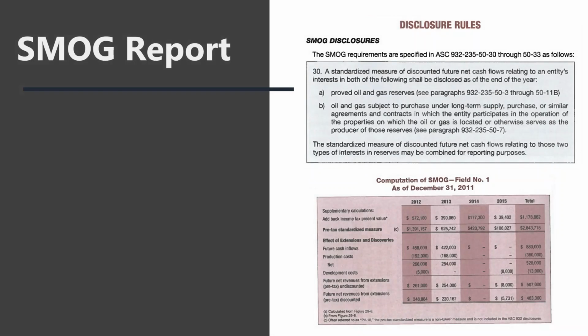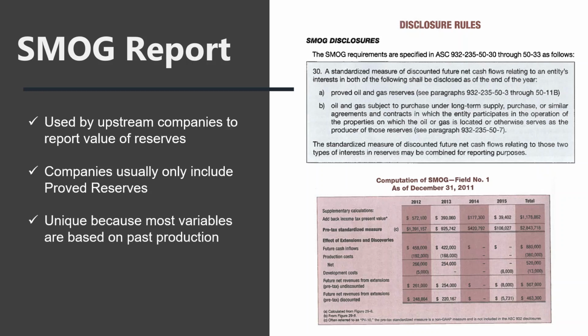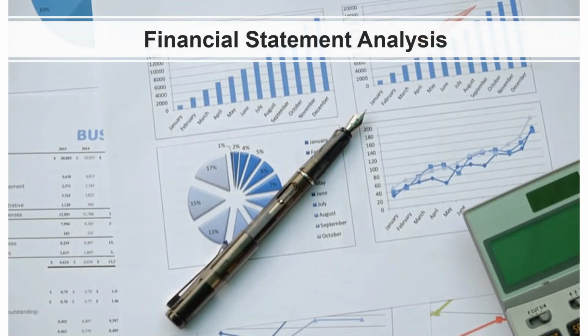Next, we will discuss SMOG disclosures, which stands for Standard Measure of Oil and Gas. These disclosures are used by upstream companies to report the value of reserves. The market value or fair value of reserves is not recorded on a company's balance sheet, just their cost. However, SMOG disclosures are reflected in the supplemental information section of a company's 10-K. These disclosures are unique because most of these variables are based on past production, except for volume, which the production company predicts they will produce. Finally, these disclosures are standardized, meaning that they are calculated the same way for all companies. This allows one to compare and conduct further analysis with this data. Next, we will move to the next section of this presentation, financial statement analysis.